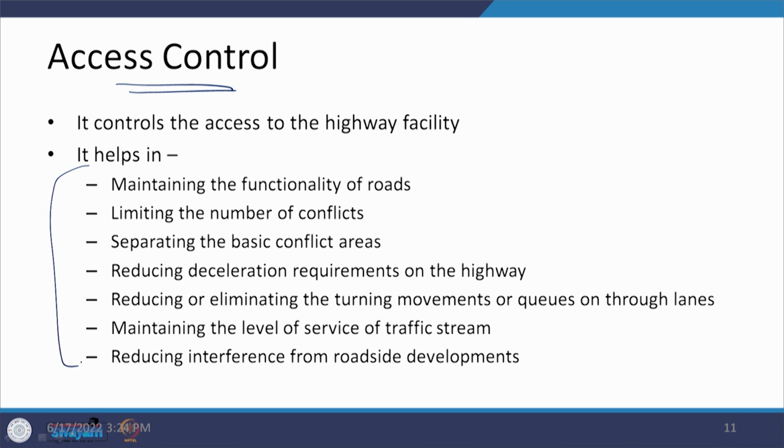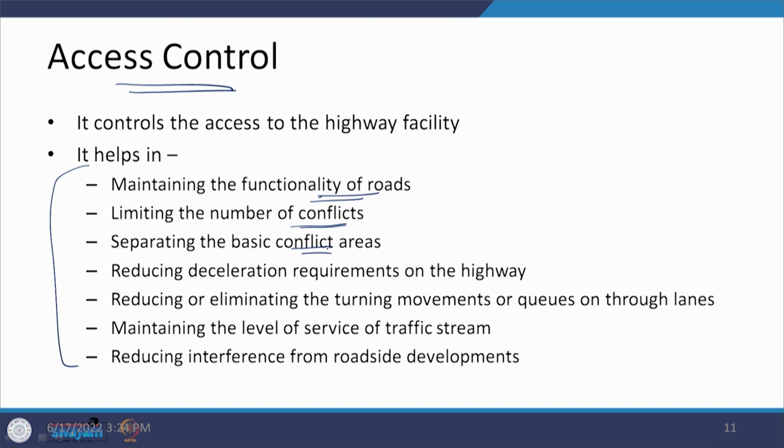Now, when we look at these requirements, they can be any. They can be like we have to maintain the functionality of the road, as I said it is an arterial or it is a multi-lane highway on which the traffic may move at a speed of say 100 kilometers per hour, or we have to look at the conflicts or the conflict areas which need to be minimized.